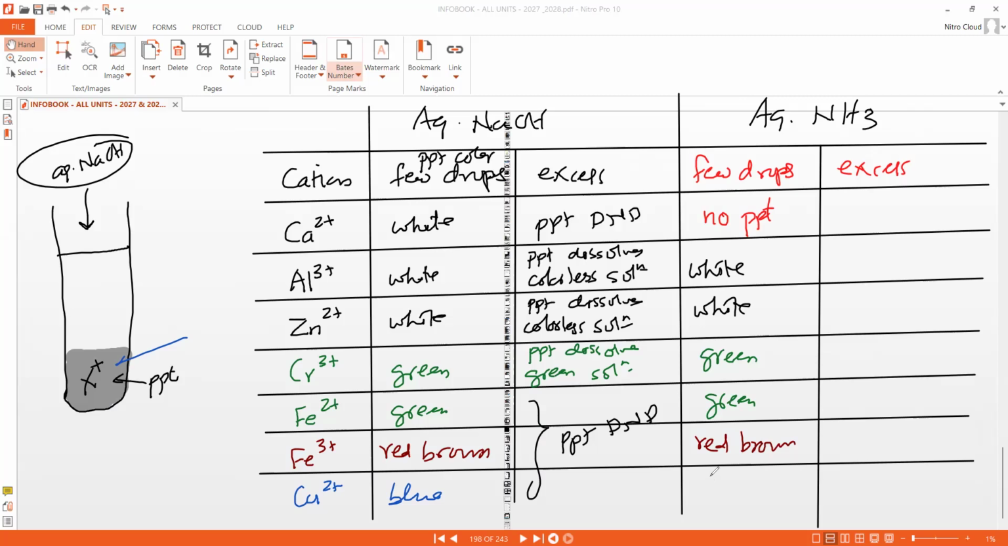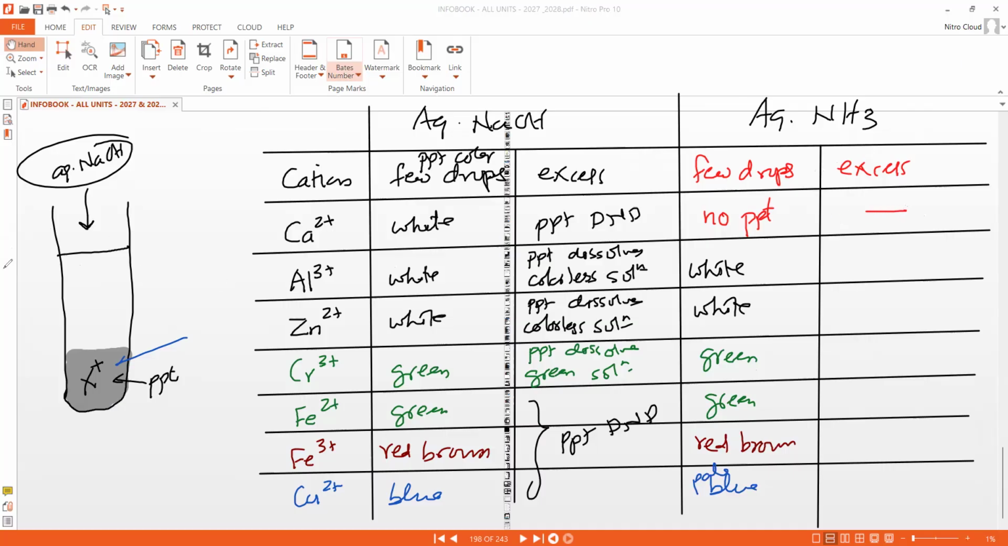Rest everything is the same for other cations when you add few drops of aqueous ammonia. Okay, so this will give you a blue precipitate. Here you should write pale blue, for a reason we'll see soon. Now what happens in the excess? Because calcium has not formed any precipitate, there is no need to add excess to check whether the precipitate dissolved or not. The precipitate was never formed.